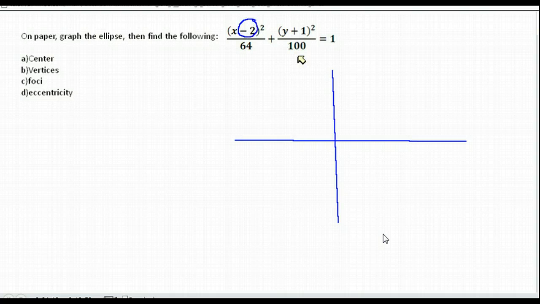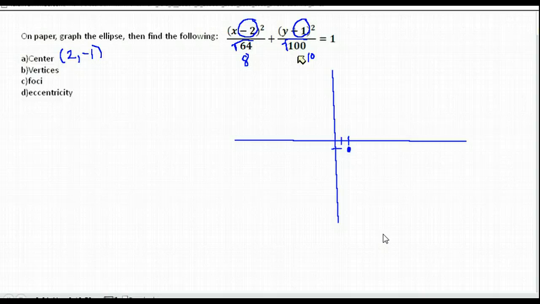The center is our (h, k). Don't forget to change the sign when you write them down. Okay, because remember it's x minus h, so our h is actually positive 2. Our k would be negative 1. So we have our center at (2, -1). When we're graphing, we need to know a and b so that we can form our ellipse. A squared is underneath the x, so a would be the square root of 64, which is 8. B would be the square root of 100, which is 10.